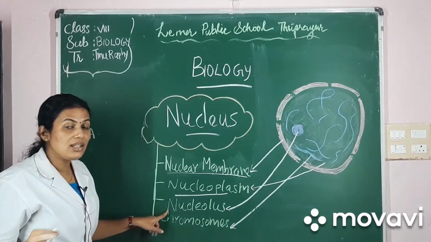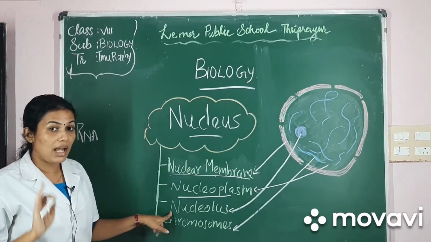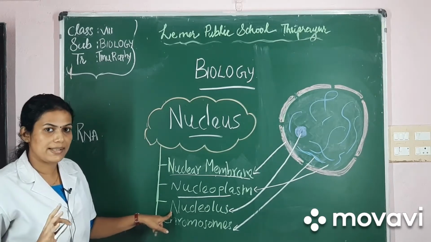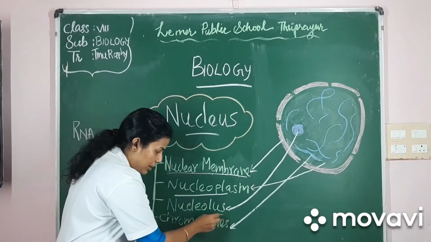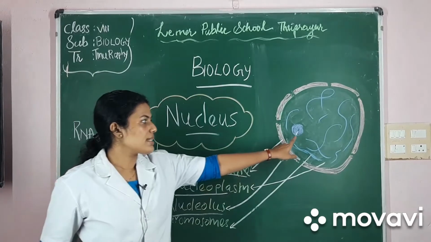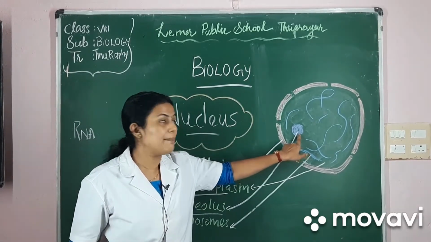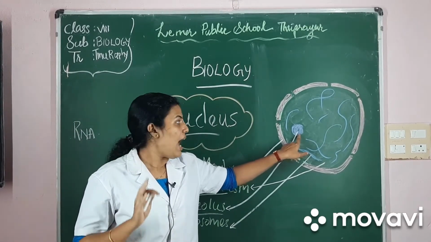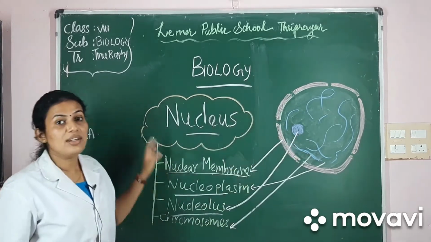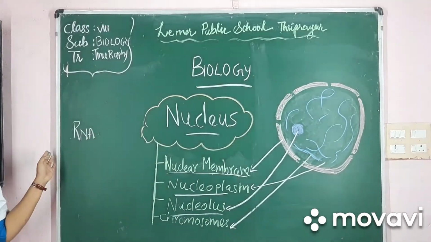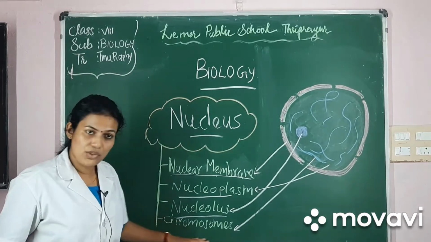Nucleolus is rich in RNA materials, that is ribonucleic acid materials. We learned about nucleolus. Nucleolus is a small spherical body present inside the nucleus, and nucleolus is rich in RNA material. Now let's learn about chromosomes.